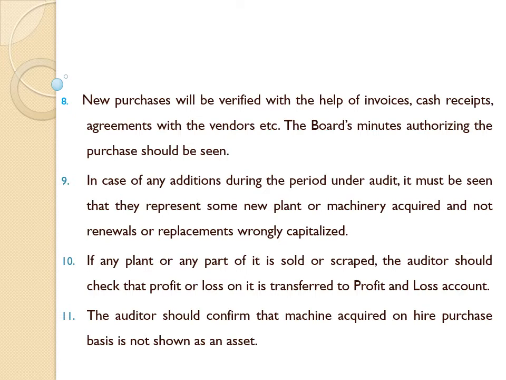The auditor should confirm that machinery acquired on hire purchase basis is not shown as an asset. Sometimes a machine may be purchased under the hire purchase system, and the purchaser cannot become the owner of that property until the payment of the last installment. In such cases, the auditor should confirm that machinery acquired under the hire purchase system is not shown as an asset.